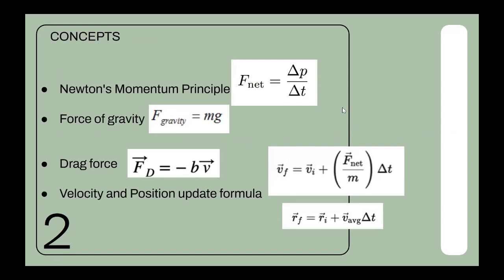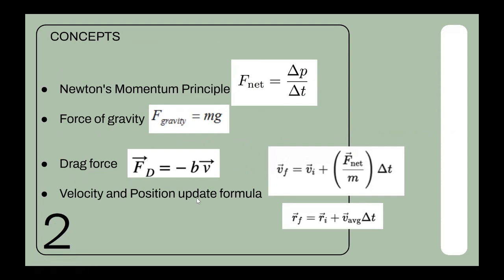So some of the main concepts in this lab is Newton's momentum principle. So it's just the change of momentum over a change in time, which is equivalent to net force. And then force of gravity, because that's involved in this object's motion. So it's pulling down on the object at a force of mg. And then drag force, which you'll see a little bit later, but we don't talk about it really much in the class, but it is something that is relevant to like air resistance.